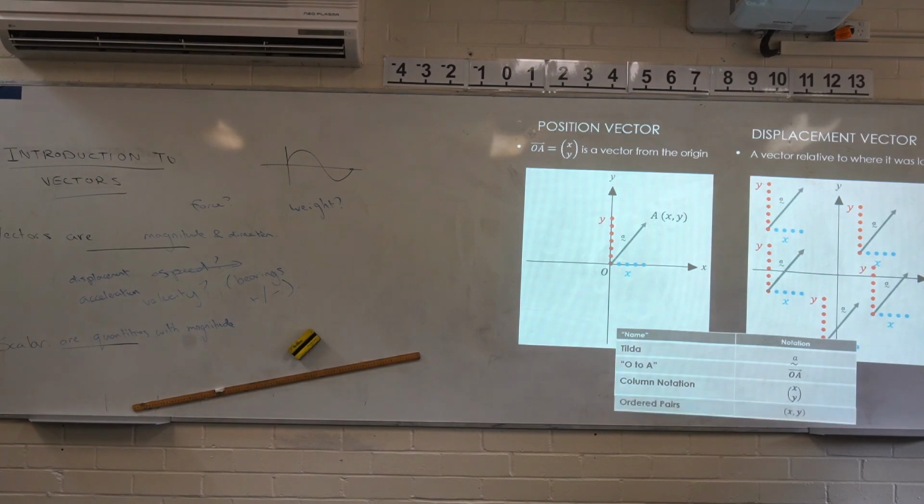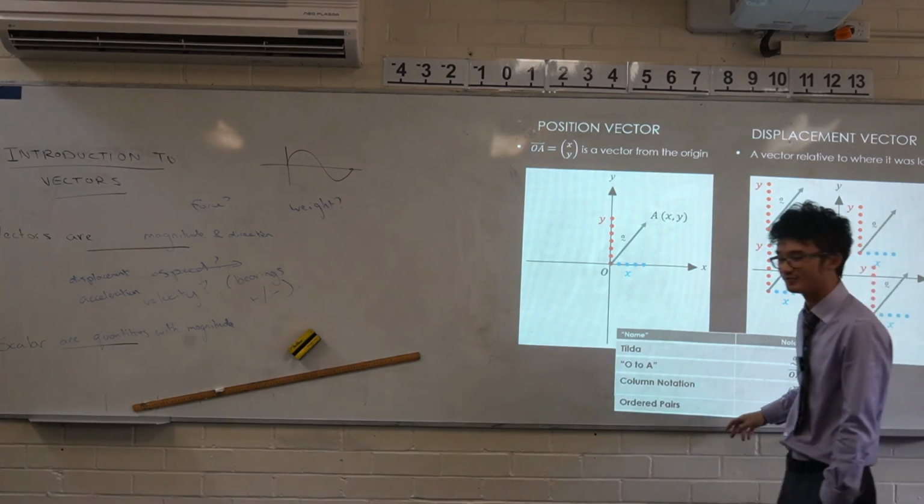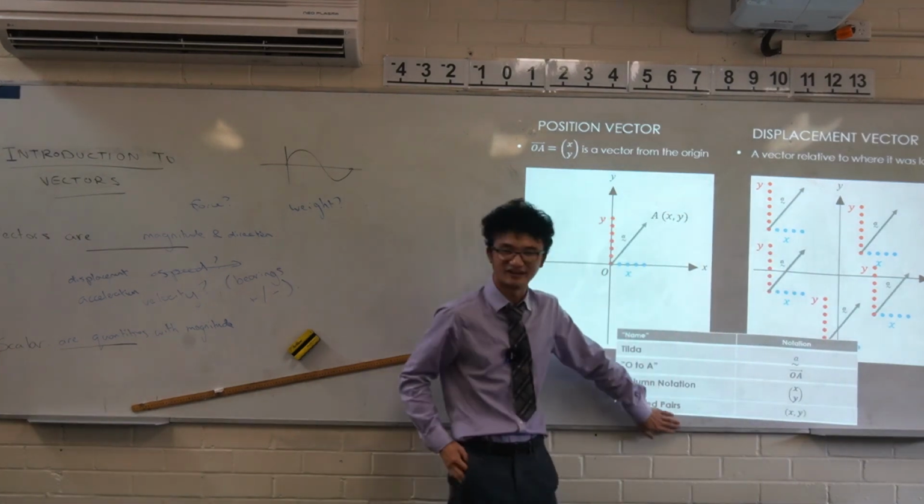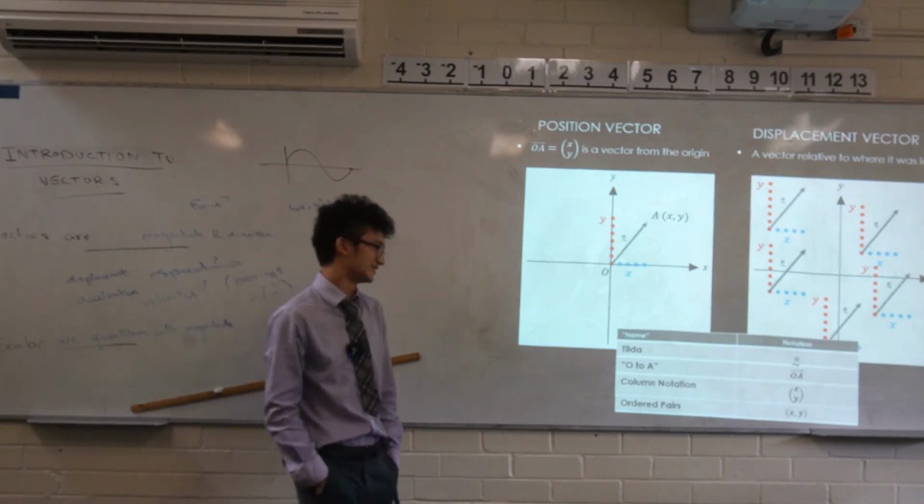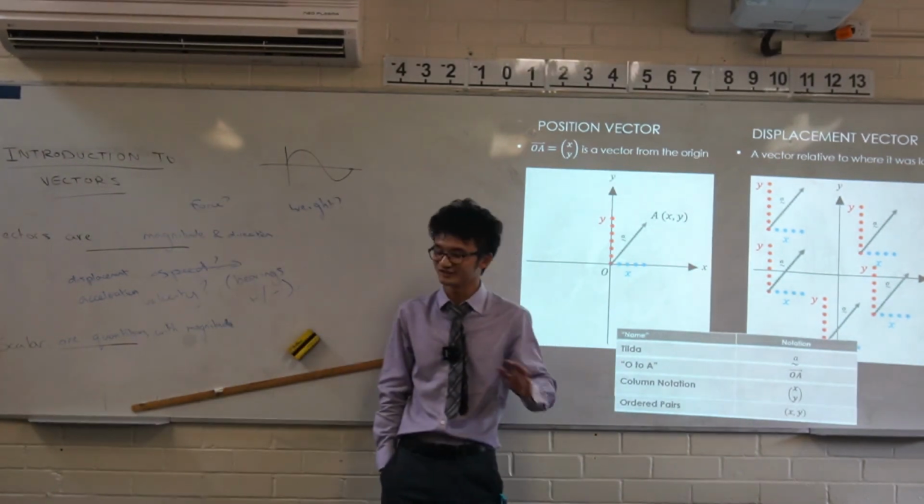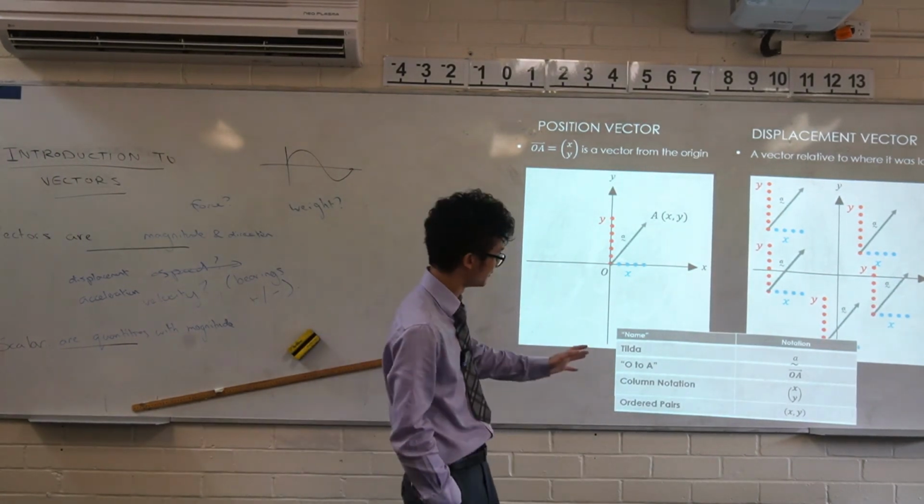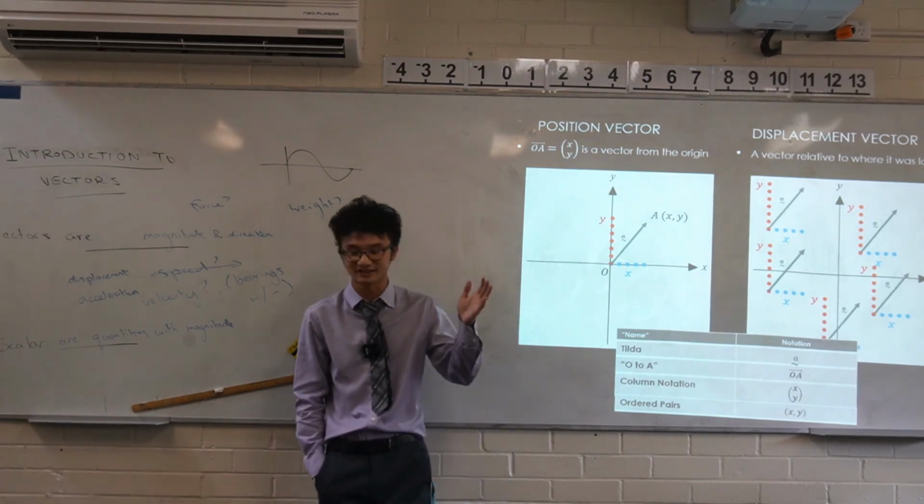And this one, ordered pairs, they sometimes use that, but why do you think I'm not really a big fan of this? You reckon it's a bit misleading because it can look like a coordinate at times. Yeah, so I'm a bit iffy about it, but just be aware that it's something you can see.